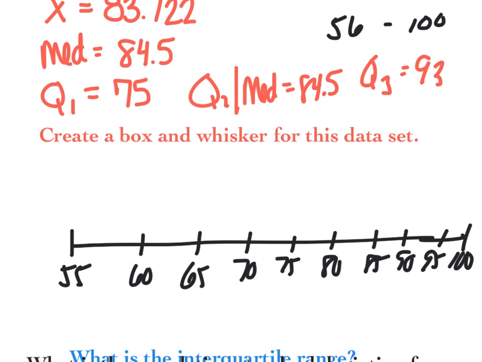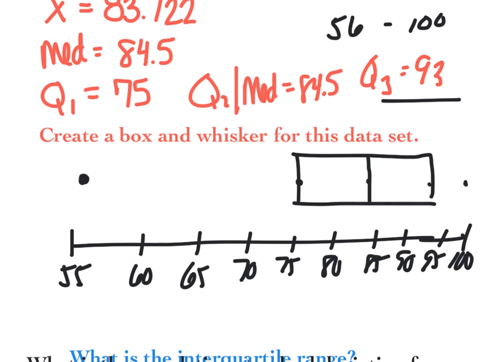I'm going to plot my min at 56, so just a little, slightly over. My quartile 1 was at 75. Quartile 2, or the median, was at 84.5. Quartile 3 was at 93, and my max was 100. Okay, then what do you do? You box in the middle 3. Hopefully this sounds familiar. You draw a line down the middle, and you put your whiskers out to the end. It's called a box that goes around the middle 3 and whiskers on the end.